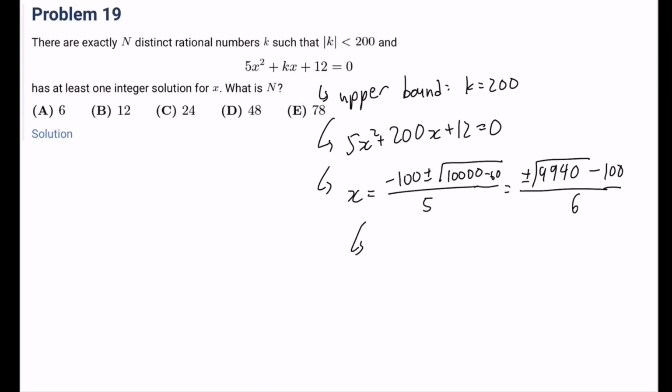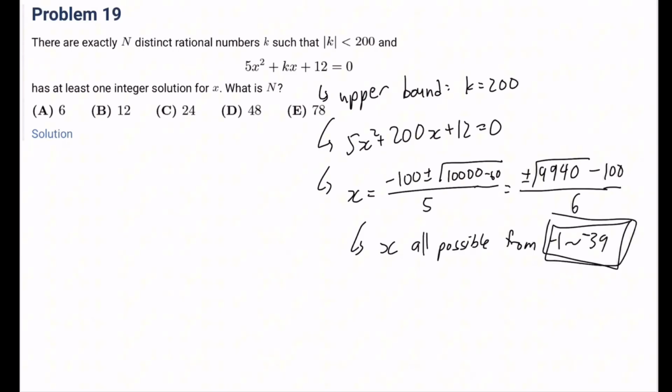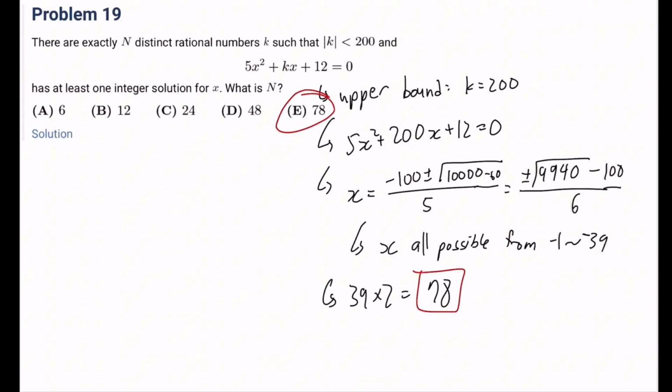So that means that x can be all possible from minus 1 to minus 39, and this is 39 values for k. But then it said that the absolute value of k has to be less than 200. That means that we can have negative values for k also. So we just multiply by 2, so it's 39 times 2, which equals 78. And we can have 78 values of k. That's our answer, it's E.